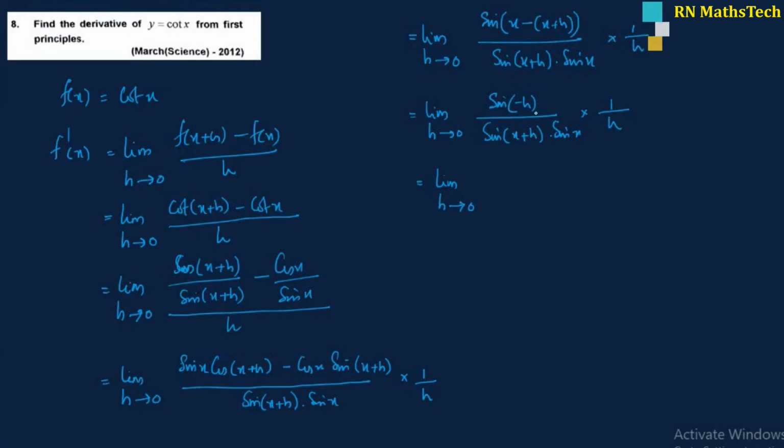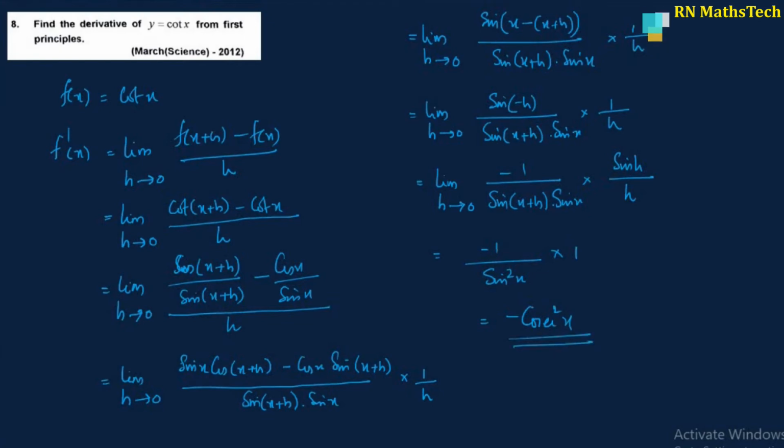That's equal to limit h tends to 0, sin of minus h is minus sin h, minus 1 divided by sin of x plus h into sin x, into sin h divided by h. So sin h divided by h, taking the limit as h tends to 0, it is 1. So minus 1 by sin x into sin x, that is sin square x, into 1, is equal to minus cosec square x. Okay.